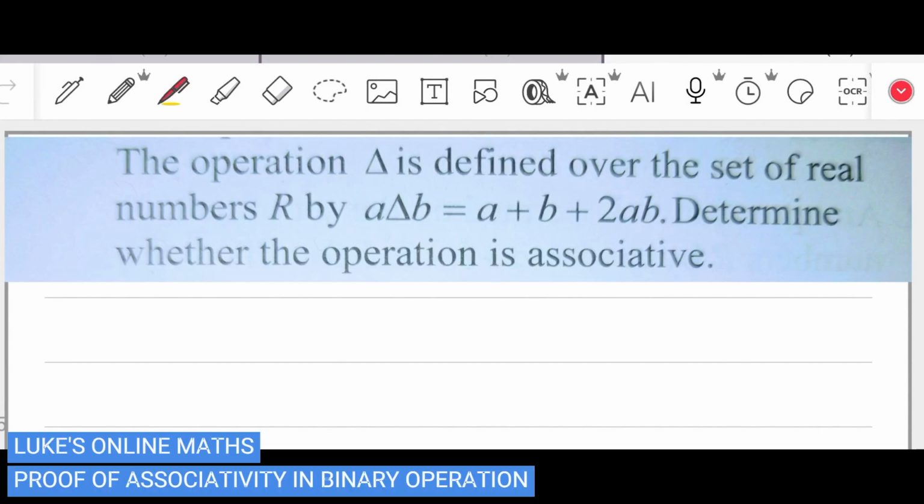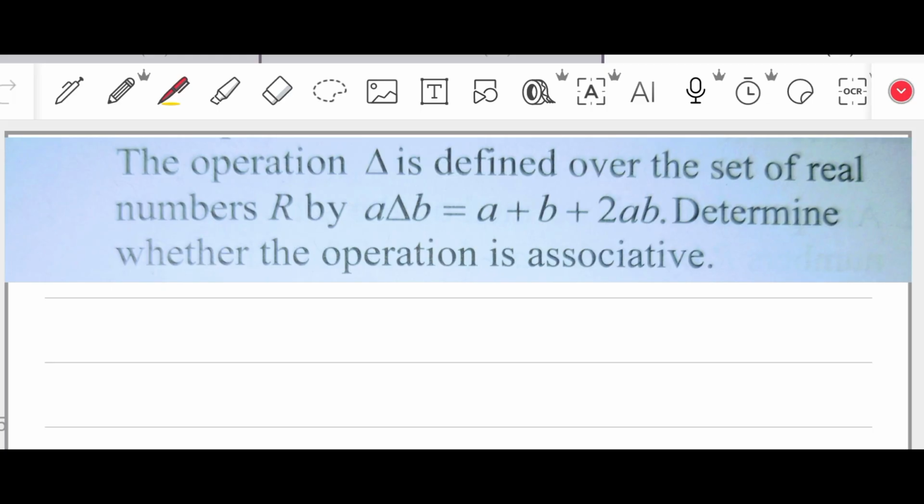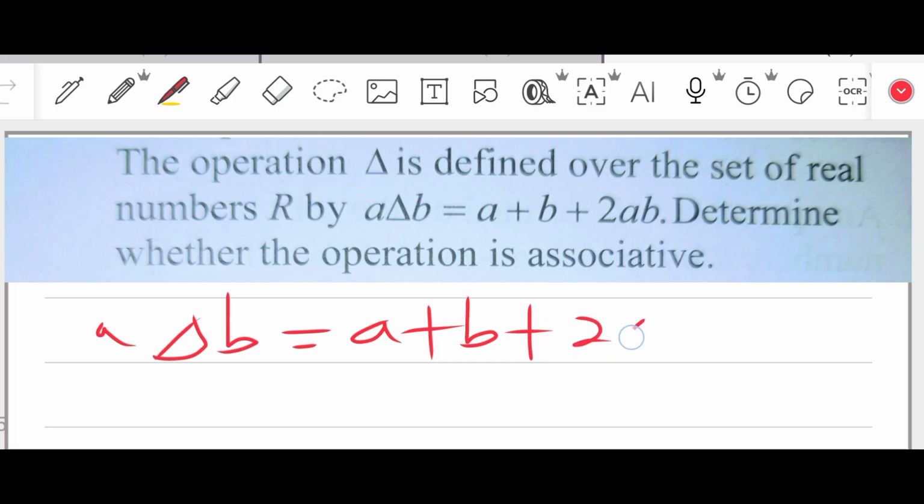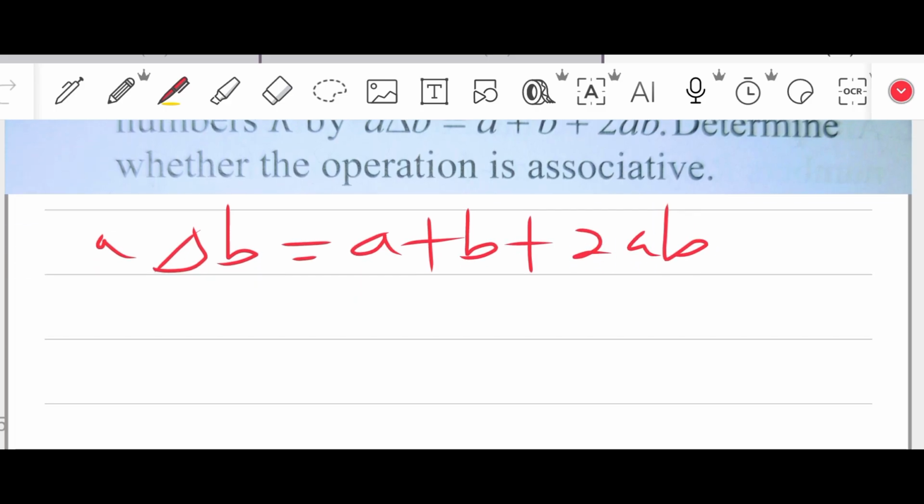Right, so in this question, we are told to determine whether the operation is associative. The operation is defined on the set of real numbers by A operation B. If you remember, our operation is defined by A operation B, and that is equal to A plus B plus 2AB. Right, you have to check whether this is associative.